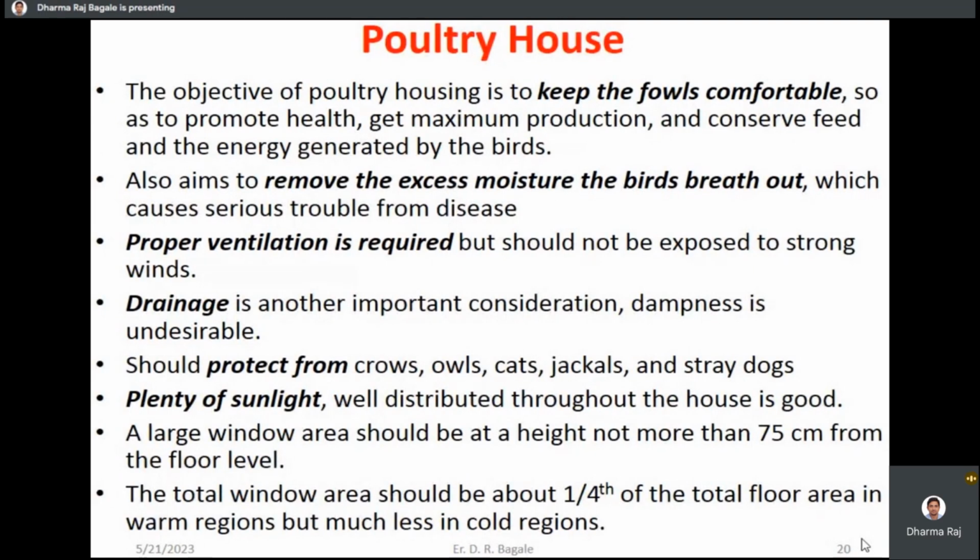In poultry it is not that much. In the poultry house, the main thing is that we have to protect the birds from the weather and excessive moisture. Birds breathe, and the moisture from the birds should be removed using fans and ventilation. Ventilation is more important in the case of birds. We also have to protect them from jackals and other predators. Dampness should be avoided, so proper drainage in this area is recommended. And we should also protect the animals from rain and sunlight.